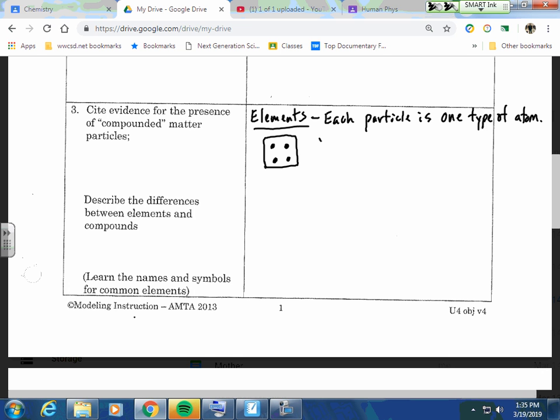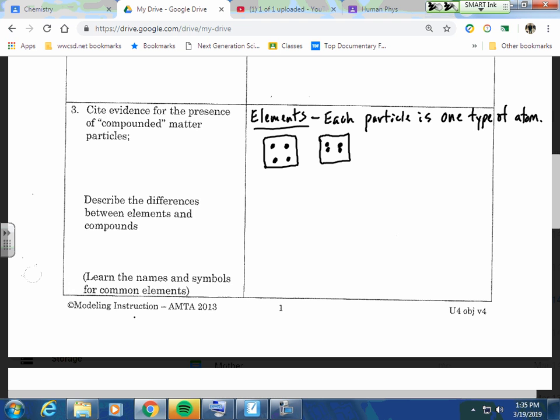Now, even if I saw something like this, if you remember I was talking about the diatomics, where it's 2 atoms stuck together, it's still an element, because if I look at each particle, each particle only consists of one type of atom. Does that make sense?